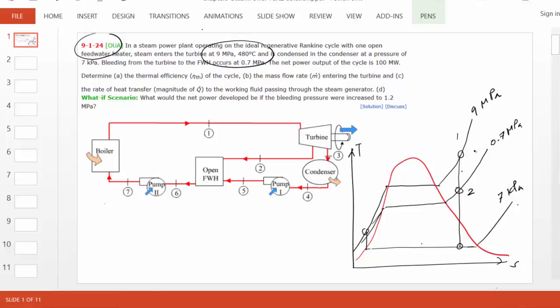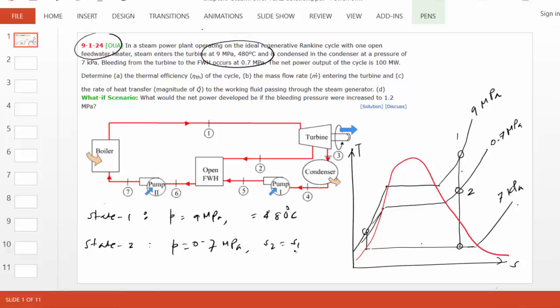So let's start from scratch again. From state 1, we can see that we know pressure is given to us and temperature is given to us. At state 2, pressure is known. What else is known? Remember, an ideal turbine is isentropic, so S2 must be equal to S1. So these are the two properties that are known to us.